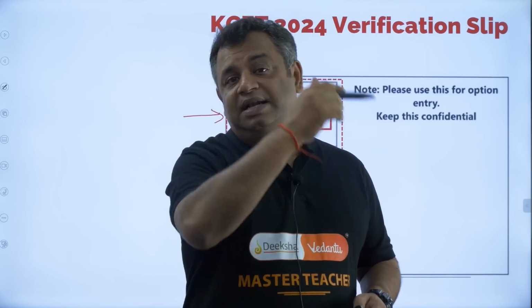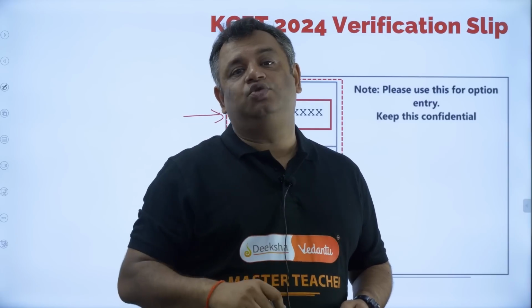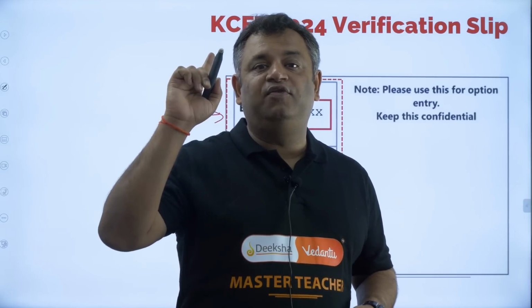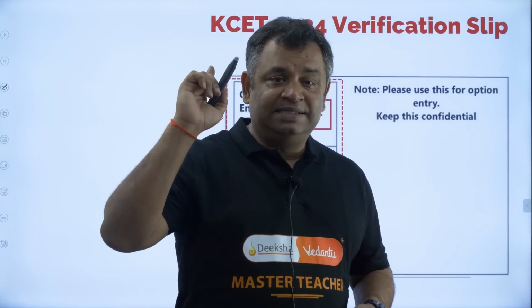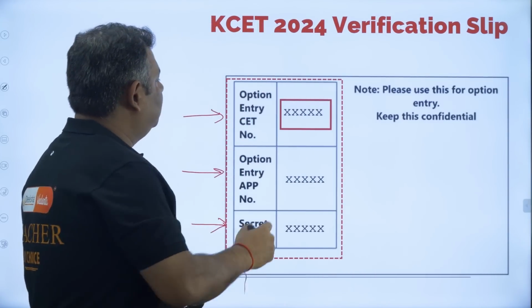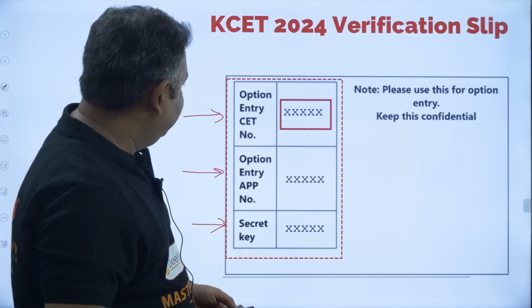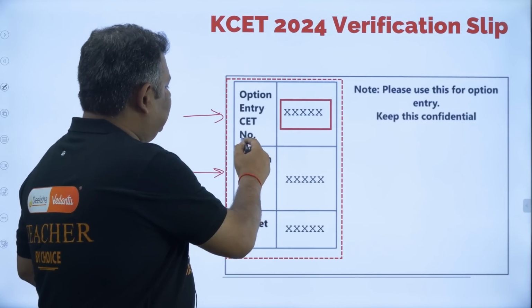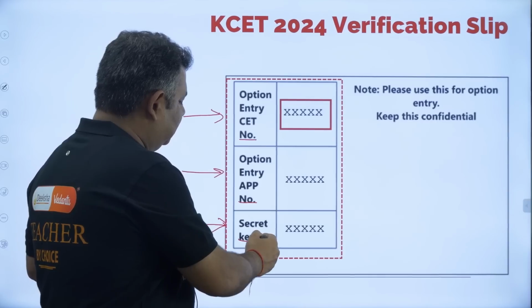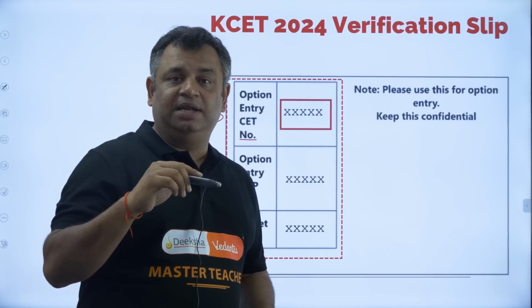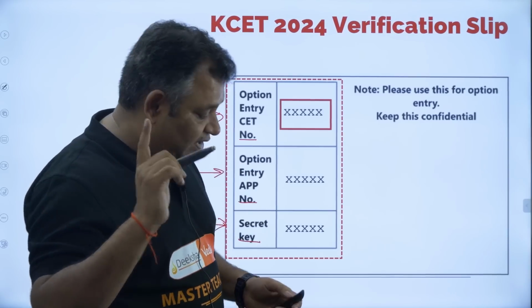Two things are important. First, have the details of the choices, priority, colleges, and branches very clearly defined before you even enter this website. Second, this is statutory: it's important for you to have this from the verification slip. This has the CET number, application number, and secret code, which are different from the application number we had before. Please remember this, very important.